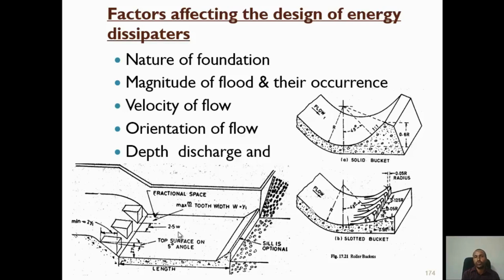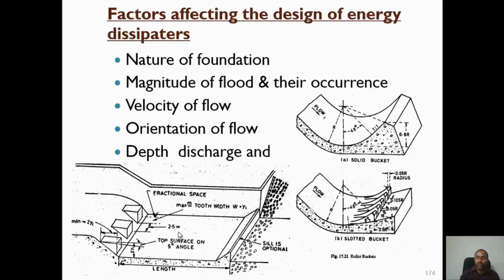The first one is the nature of the foundation. What type of foundation do you have at hand? Magnitude of flood and their occurrence: what is the magnitude of the flood, and after how many years may it come? You have to know this from hydrology. And the velocity of flow is also important. Orientation of the flow: is it oblique or perpendicular to the axis of the spillway and the energy dissipator downstream of the spillway? Orientation of the flow matters. And depth, discharge and other related hydraulic parameters.